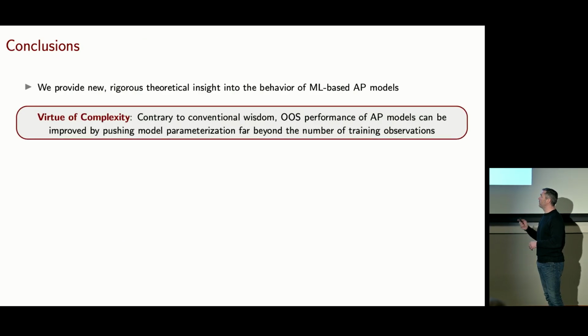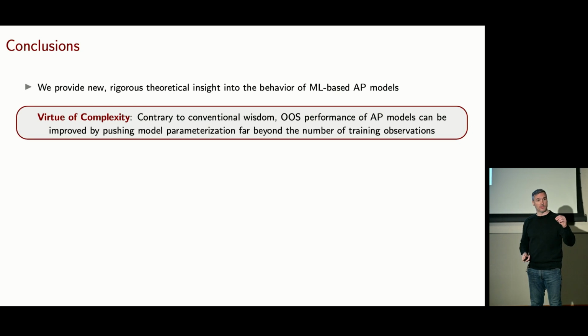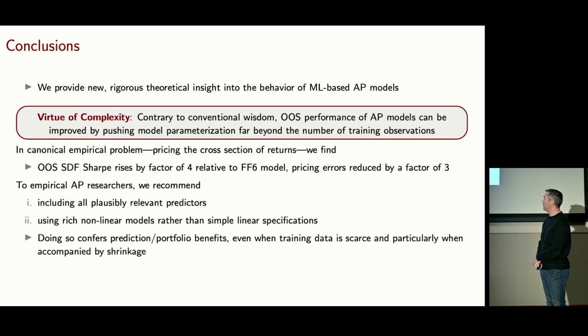So I'll just wrap up. This paper is about a new theoretical derivation that helps us understand the behavior of machine learning-based asset pricing models. There's a virtue of complexity in that out-of-sample performance of AP models is optimized by pushing model parameterization large.